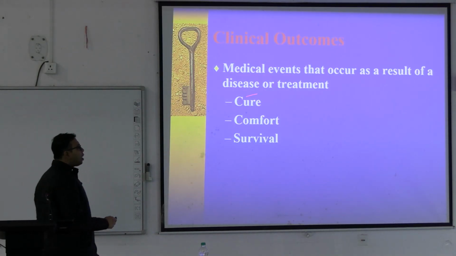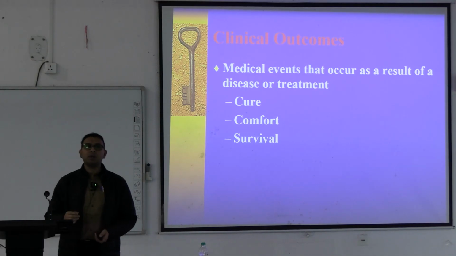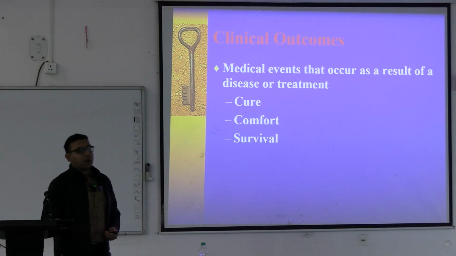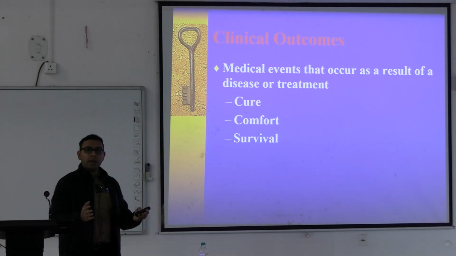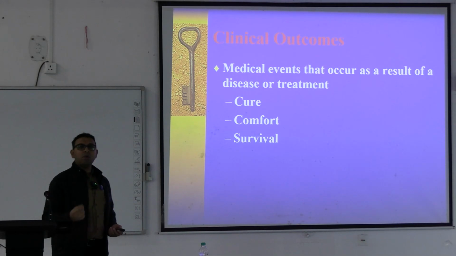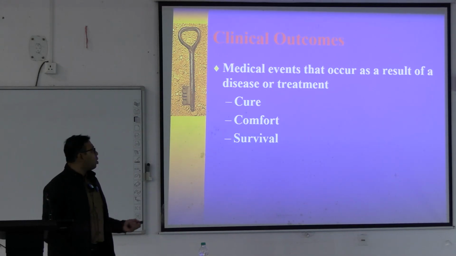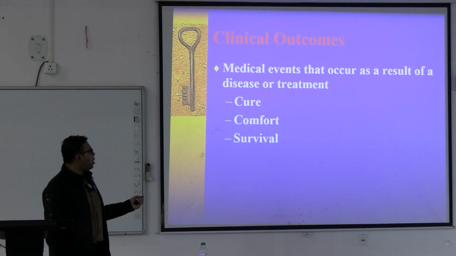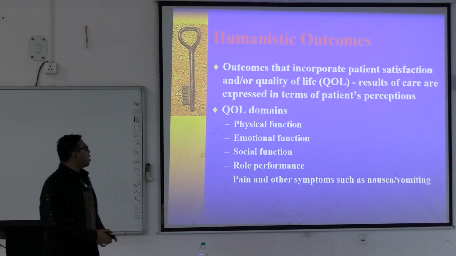Clinical outcomes may be cure, comfort, or survival, depending upon the disease. So there may be some end stage cancer where we just want to increase the survival, or we want a good quality of life for the rest of the life that the patient will spend. If there are infections, we should determine the outcomes according to cure and comfort. For example, there may be different goals. The goals are different for different diseases.